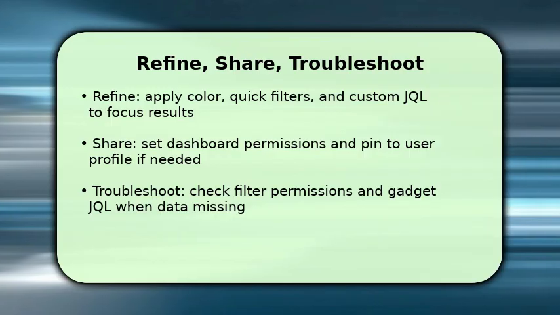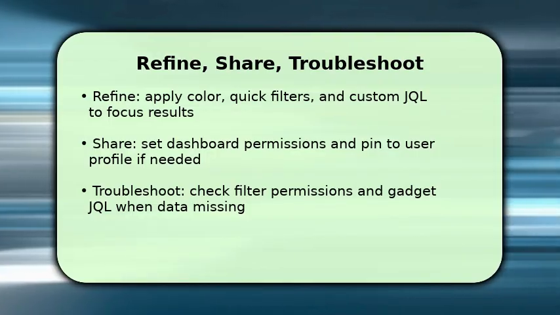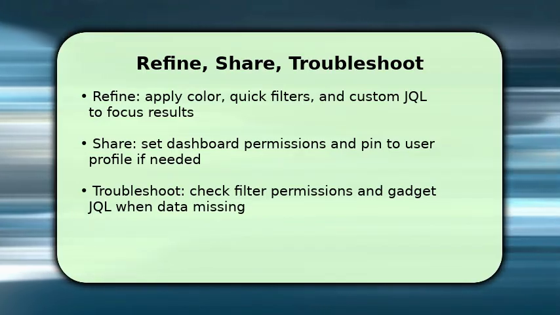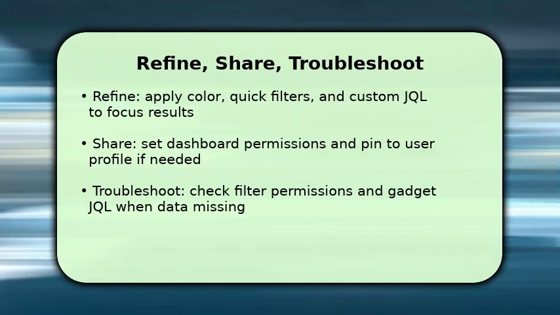Then set the dashboard's sharing, project, group, or private, and optionally add it to a user's favorites. If a gadget shows no data, check filter permissions first and then inspect the gadget's JQL. Many issues stem from restricted filters or typos. Finally, schedule a quick review with users and iterate.